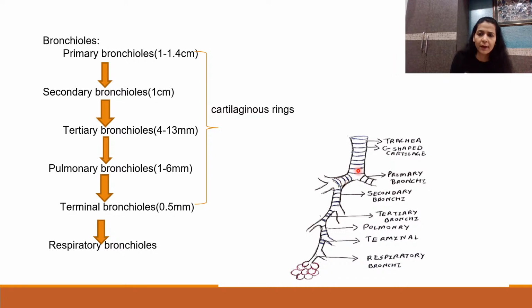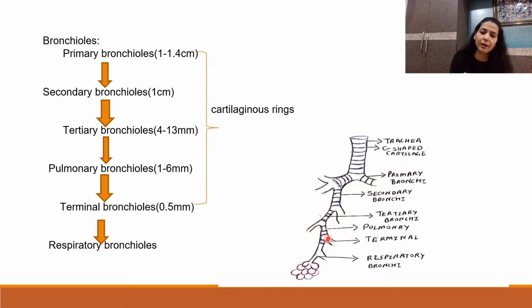So primary bronchi. Can you see this is primary bronchi? It bifurcated into secondary bronchi. Secondary bronchi bifurcated into tertiary bronchi. Tertiary bronchi bifurcated into pulmonary. Now from here onwards we start using the word bronchioles. So this I have deliberately written bronchioles. They are actually bronchi, right? Primary bronchi, secondary bronchi, tertiary bronchi.